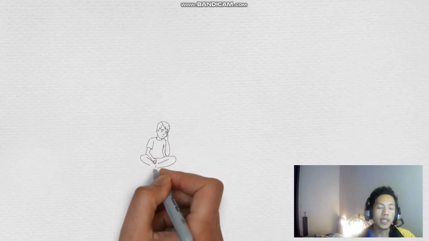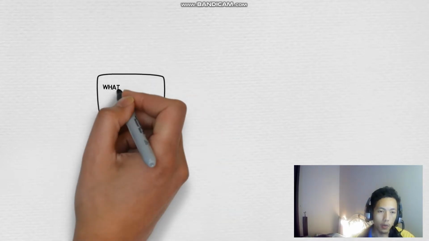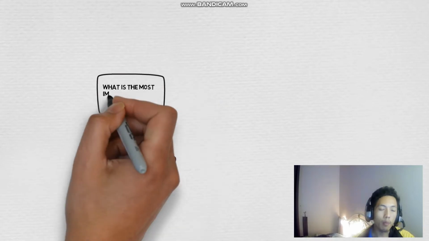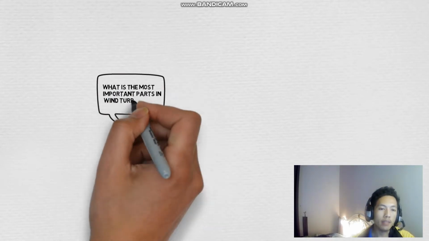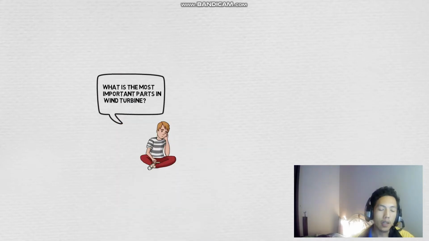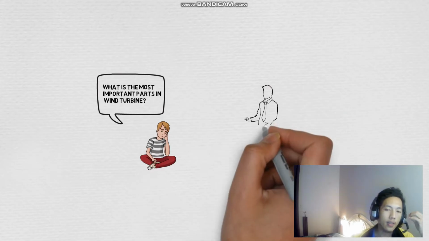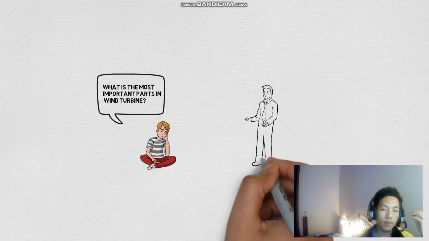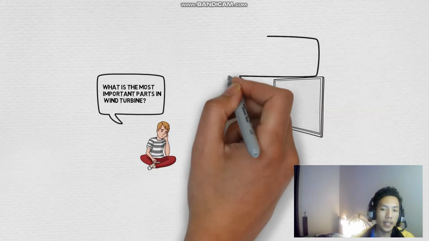You might be thinking, what is the most important part in a wind turbine? My answer is that the most important part in the wind turbine is the wind turbine blade.